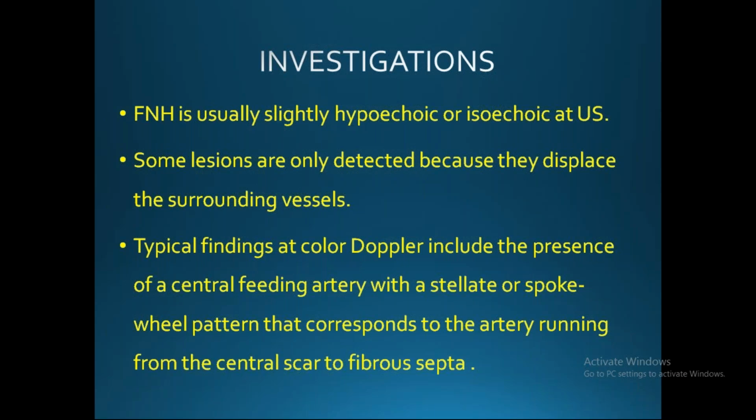So investigations, as always, ultrasound is the most commonly done and readily available investigation. On color Doppler, which you will have in ultrasonography, there will be a central feeding artery with a spoke wheel pattern. That is due to the fibrosis present in the arterial wall. There will be a scar with fibrous septa, which gives you a spoke wheel pattern of the feeding vessel when you do a color Doppler study of the FNH suspected lesion.